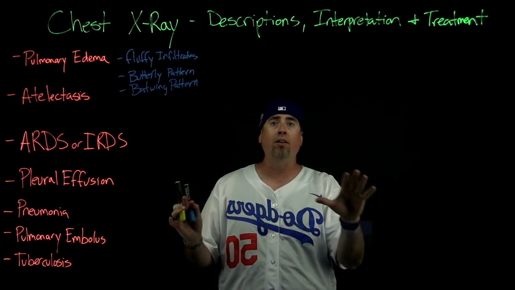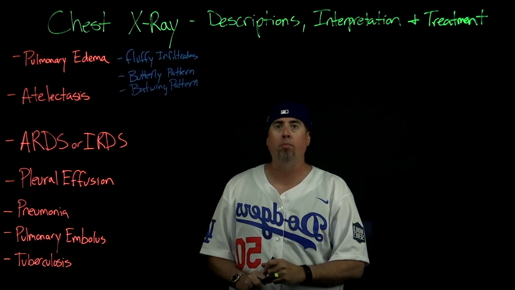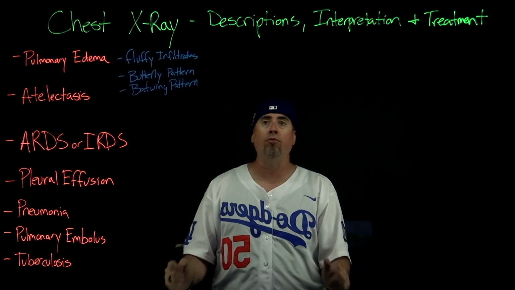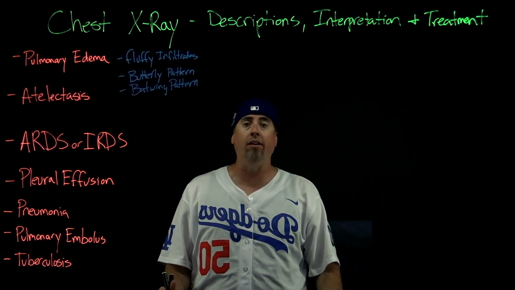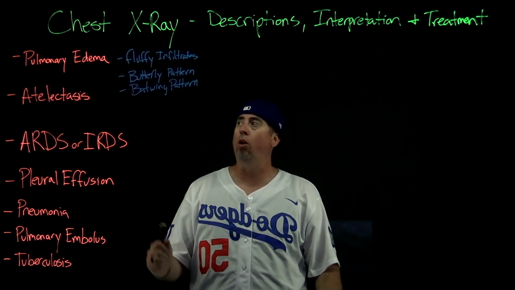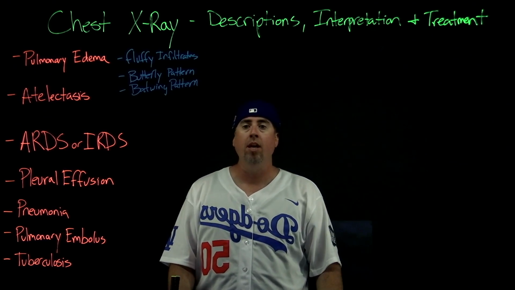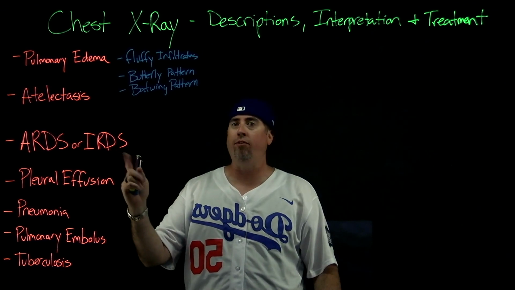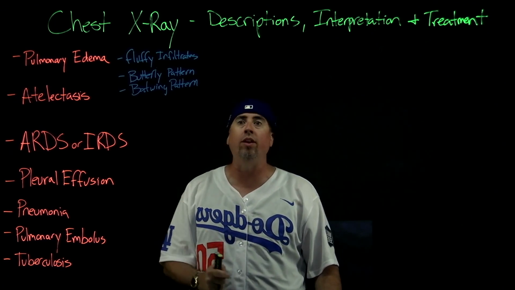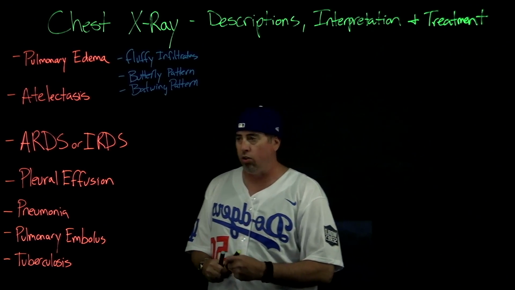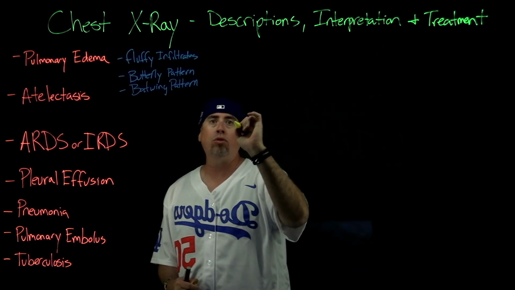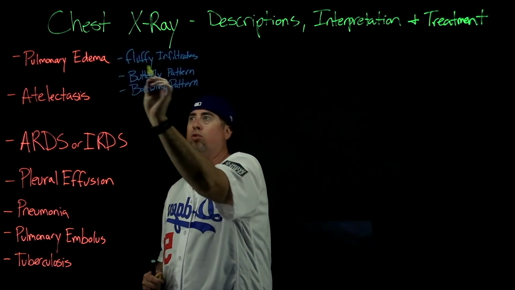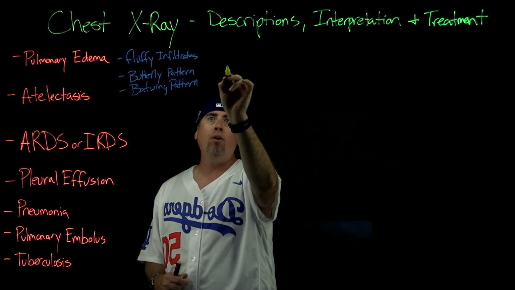They could say fluffy infiltrates, leading you to pulmonary edema. They could ask you about a butterfly pattern or bat wing pattern, and that is leading you to pulmonary edema. All right, so we know what it is. We got the descriptive language. We already identified it's pulmonary edema when they give us one of these. Descriptions, interpretation, we did that. Now our treatment.